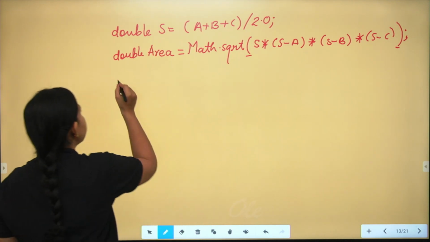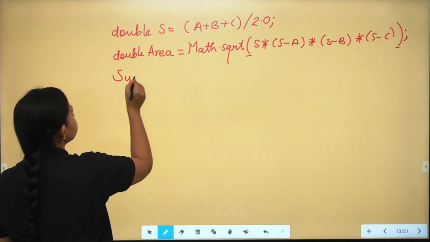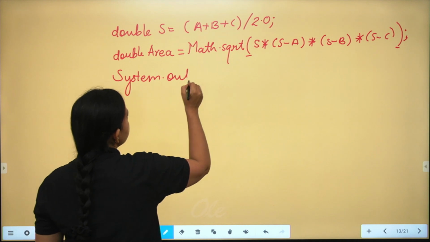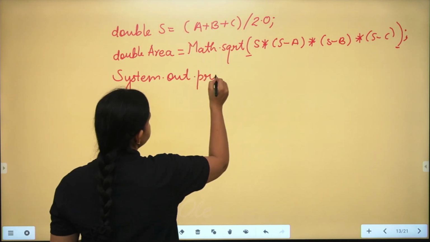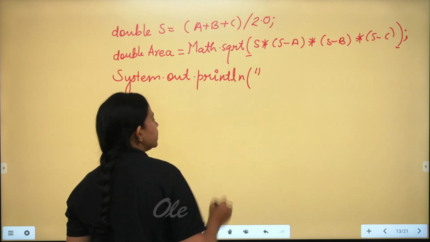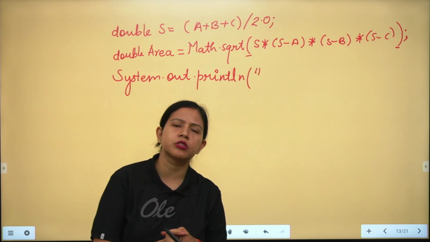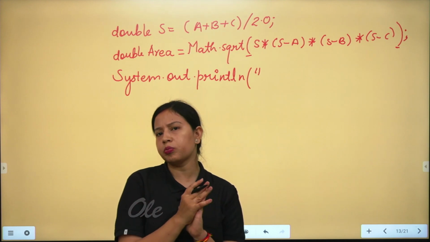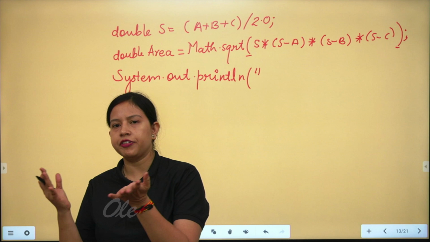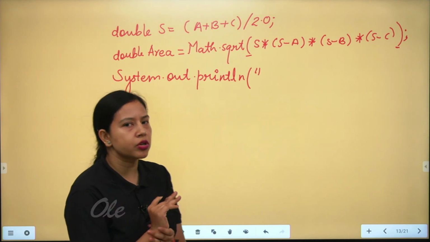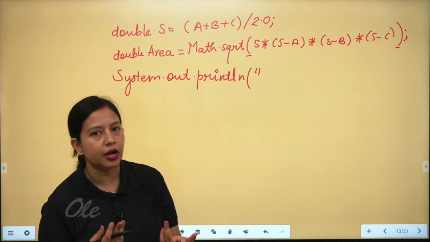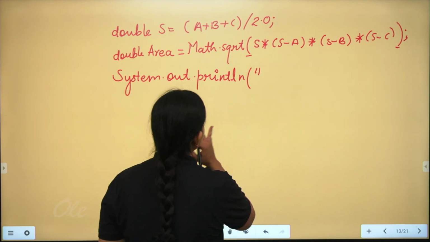Now it's time to display the result. System.out.println. So generally in some programs they ask you to display all the details, like you need to display all the sides, semi-perimeter, area, everything, and some programs do not ask to display the inputs. They simply ask for the desired outputs. So we are printing those values over here.